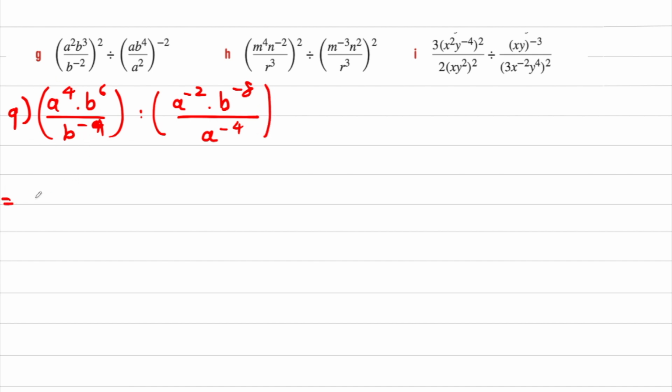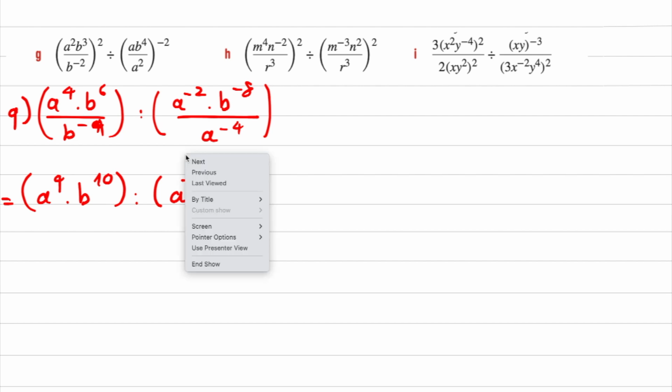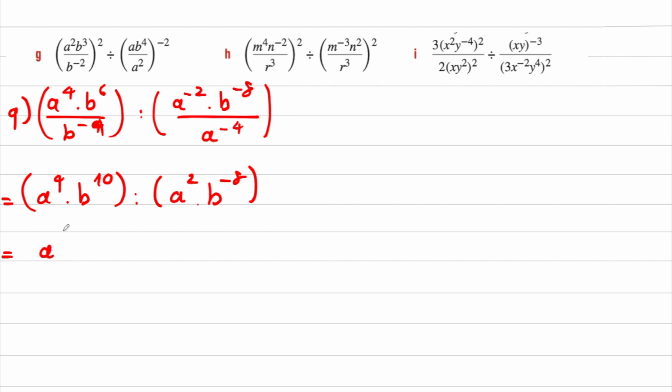Simplify the first bracket, you will get a to the power of 4 multiplied by b to the power of 10. Is that 10? I think so. Yeah, this is 10. The first bracket we finished. Divide by the second one, you got here a to the power of minus 2 minus 4, that means plus 4, so a to the power of 2. A squared and b to the power of minus 8 by this writing. And a to the power of 4, b to the power of 10, and I will change this one to become a squared over b to the power of 8.